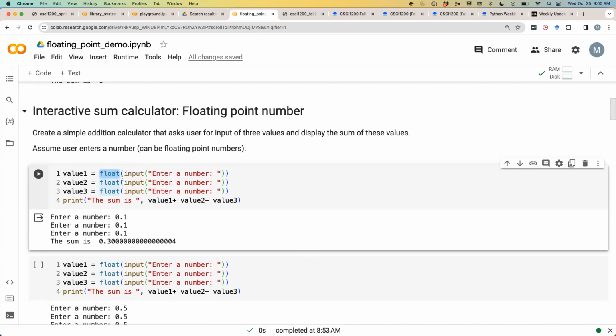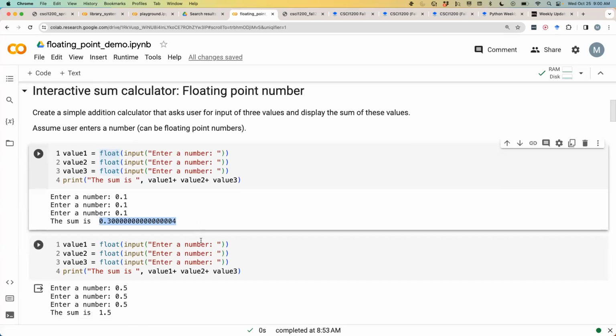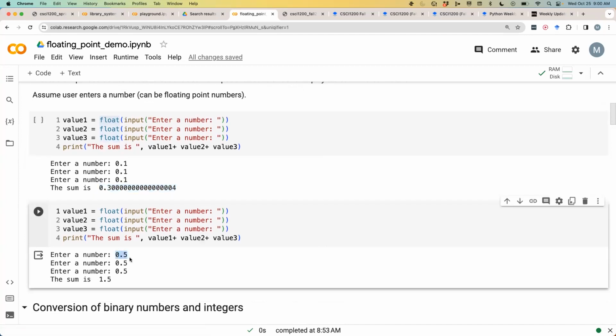float type in Python. And what we get is that the sum of 0.1 plus 0.1 plus 0.1 didn't give us the precise calculations that we want. Mathematically, it should be 0.3, but we get something that is larger than 0.3. And then we checked, does it work for all floating point numbers? It turns out for some floating point numbers, such as 0.5, it still gives us precise calculations, which is 1.5 here. 0.5 plus 0.5 plus 0.5 gives us 1.5.